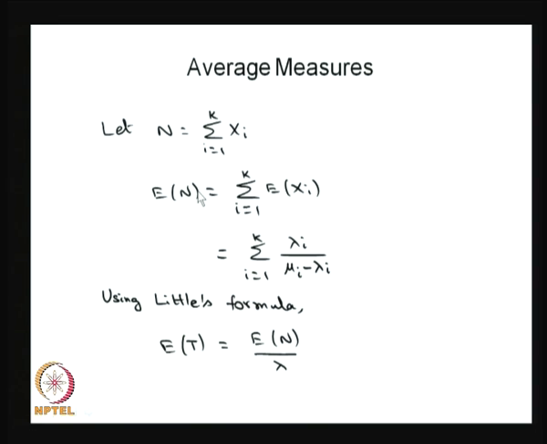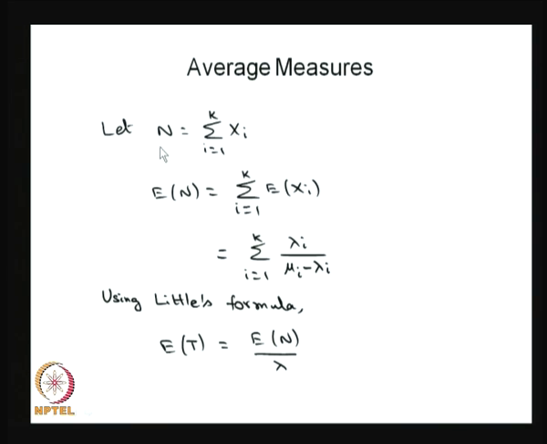Once you know the total number of customers in the whole queuing network, using Little's formula you can find out the average time spent in the system. Some books call it average response time, average sojourn time. So, all those things are the same. The average sojourn time, using Little's formula, is the expected number in the system divided by the arrival rate, because the arrival rate to the system is lambda.